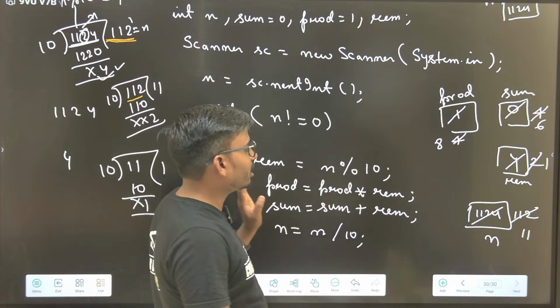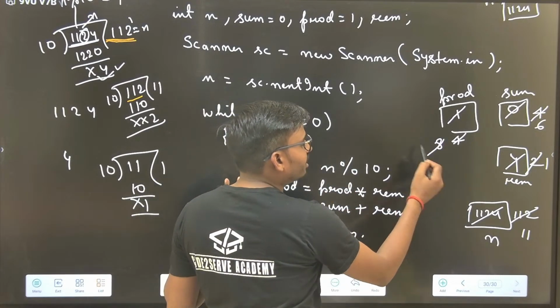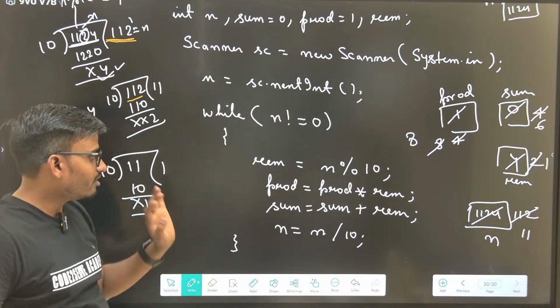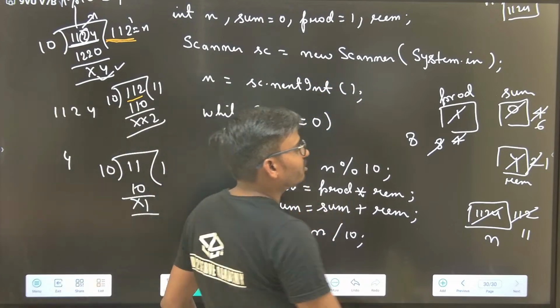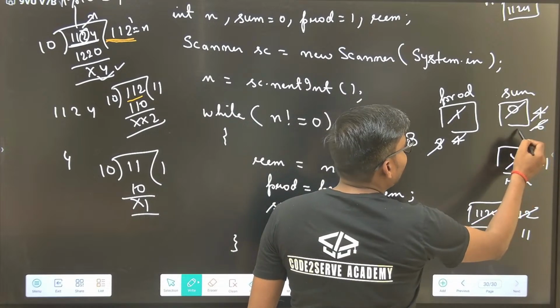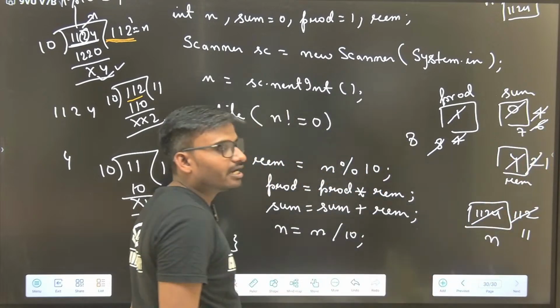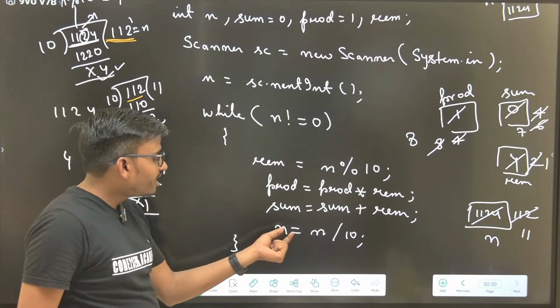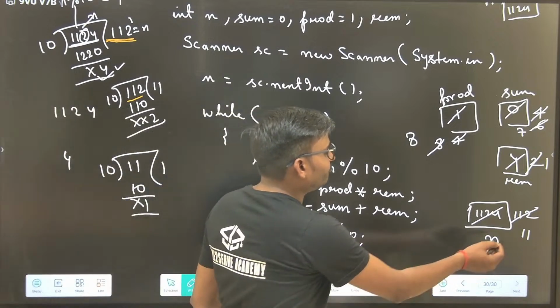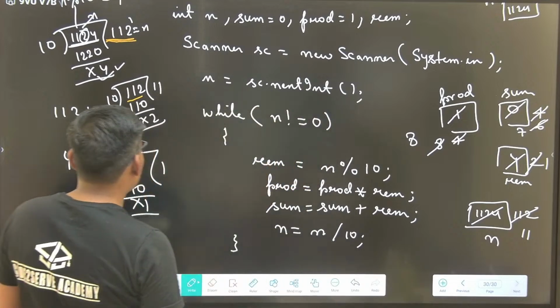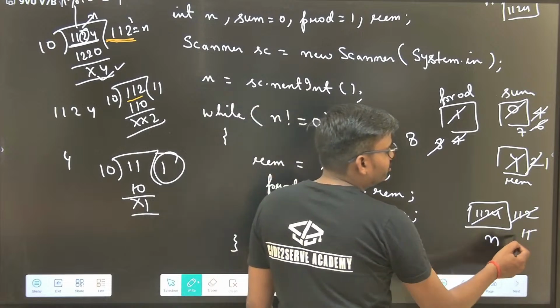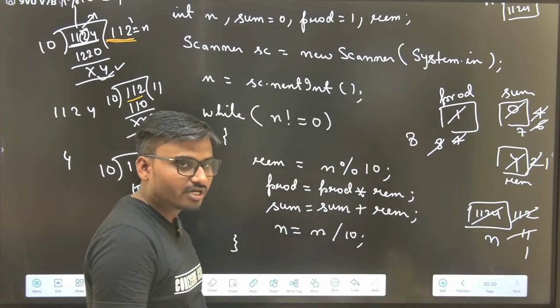And product into remainder, 8 into 1 is 8. Again 8 will be stored into that variable. Sum is equal to sum plus rem. 6 plus 1 will be 7. 7 will be stored in sum. Okay, now n is equal to n divided by 10. Again, if you divide 11 by 10, what is the quotient? 1. So here now the current value of n will be 1.